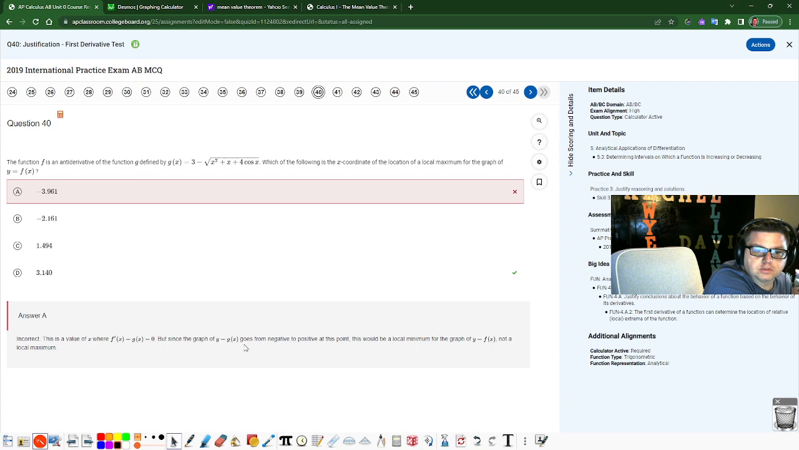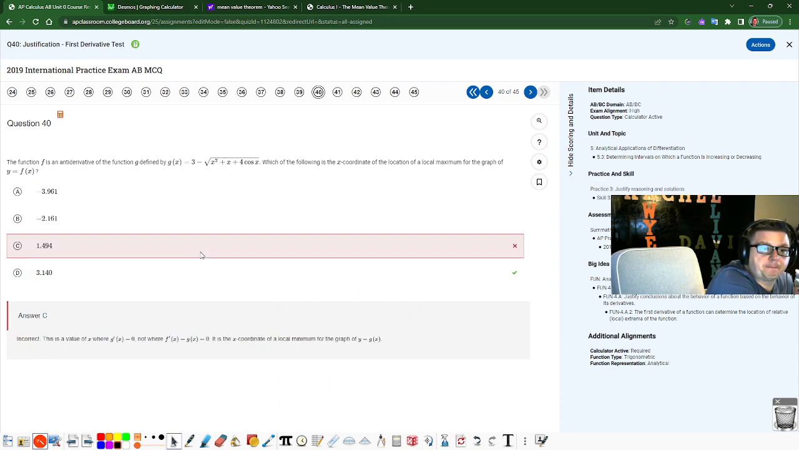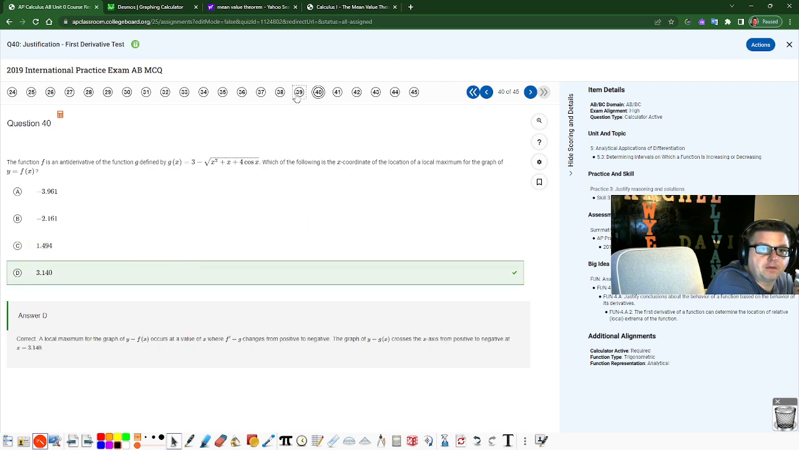But since y equals g of x goes from negative to positive, this would be a local minimum, not a local max. Yeah, this is a value of x where f prime of x equals g of x equals 0. But since the graph of y equals g of x goes from negative to positive at this point, it will be a local minimum for the graph. Yeah, but they don't tell you why. That's interesting. Well, I mean, it's true. We just discovered that.